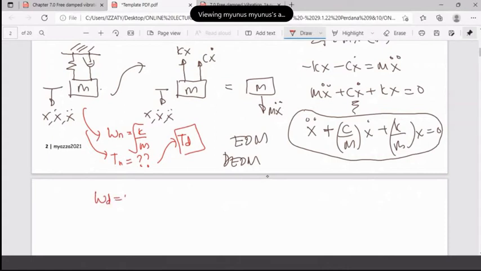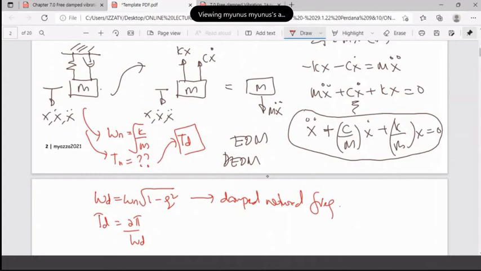Before that, you need to know another term, which is omega d. Omega d is given as omega n times square root of 1 minus zeta squared. Do not memorize this one. We are going to discuss this in detail later on. I just explained this earlier. So what are the parameters you need to understand before you go further? Then only you have Td. Td will simply give you 2 pi by omega d. This one we call damped natural frequency, where you find that omega d is always very small compared to omega.